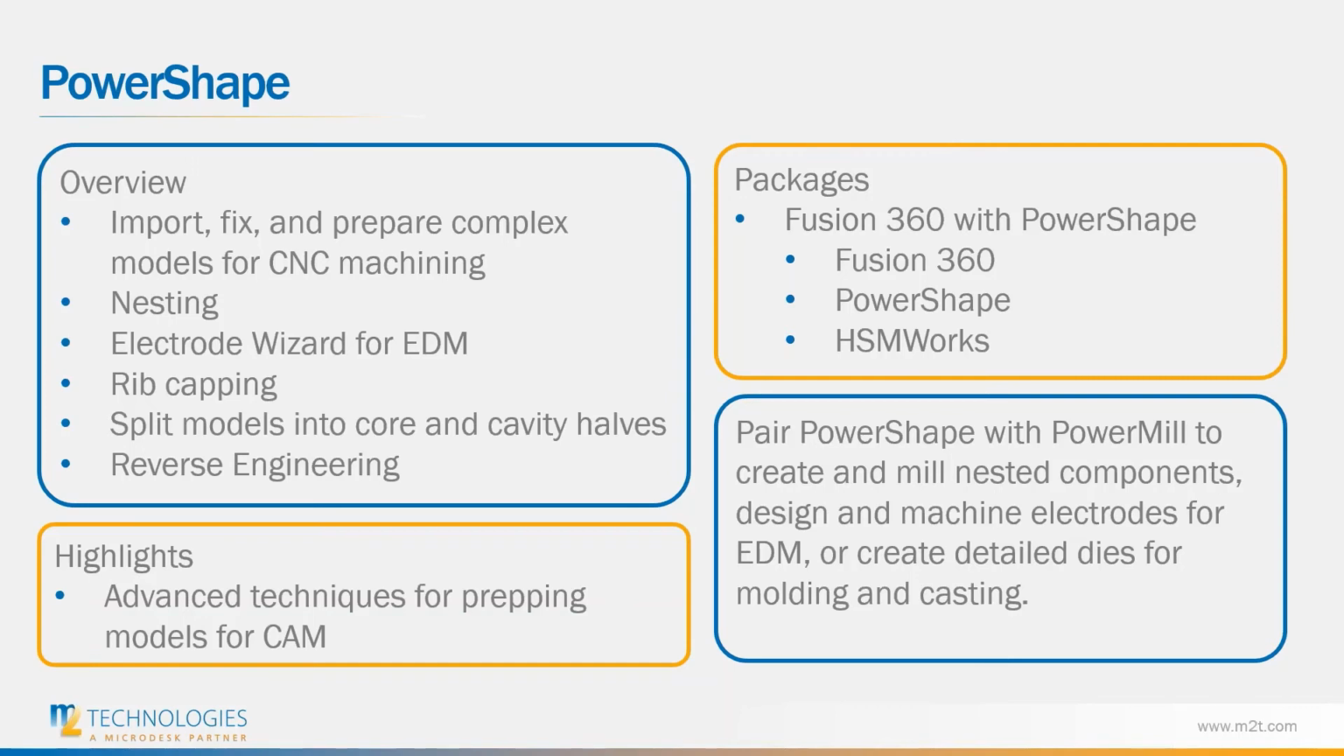But beyond that, it has tools like Electrode Wizard for the EDM operations, so you can define regions and shapes and features within your models in order to design the electrodes that would be needed to create those. It then has rib capping, which allows you to remove that geometry from your model, so when you mill the rest of the shape, it is not trying to apply toolpaths to those areas that are going to be performed with the electrode.